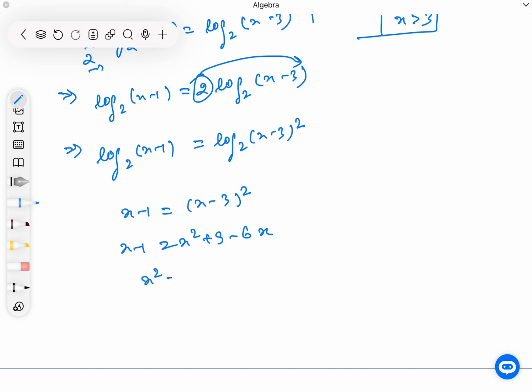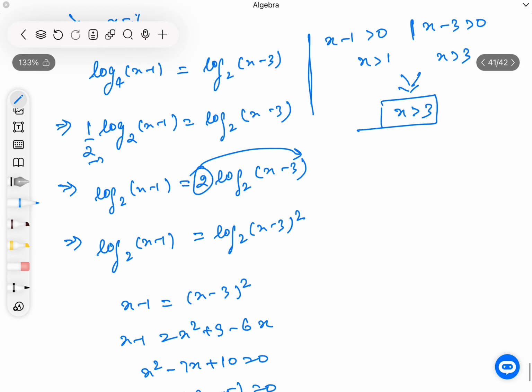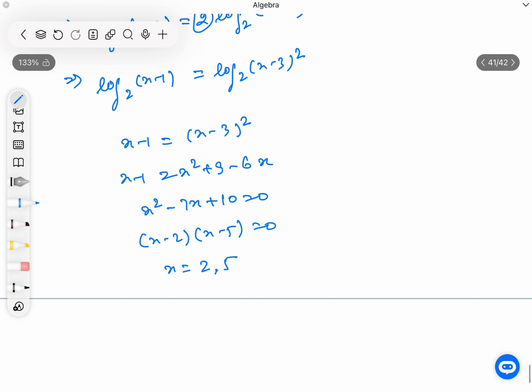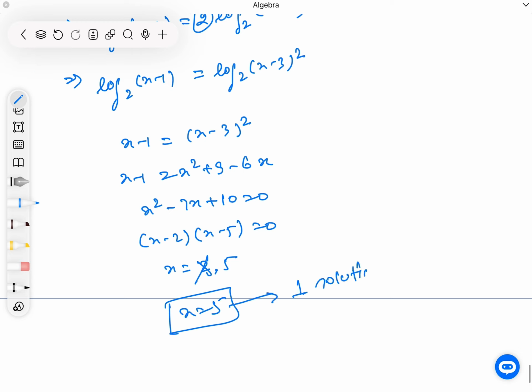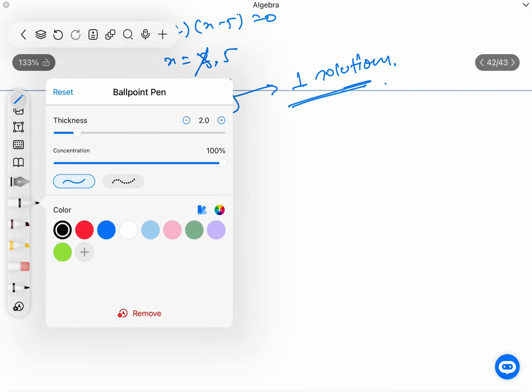x square minus 7x plus 10 equals 0. x minus 2, x minus 5 equals 0. So x is either 2 or 5. But we know that x has to be greater than 3, so it cannot be 2. So x is 5 and we have just one solution. So there is only one value of x for which this is true. Cool. Let's see another question.